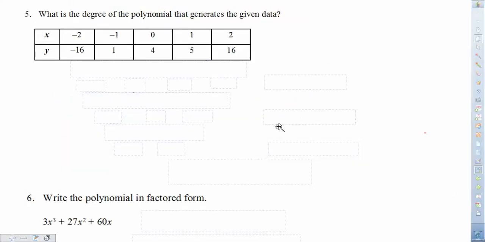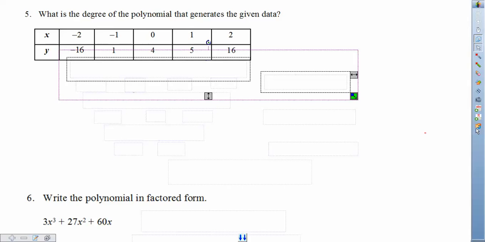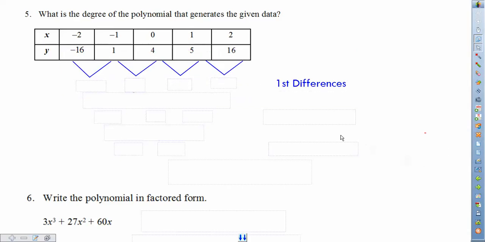Determining the degree of the polynomial that generates the given data. What you have to do here is you strictly only work with the y values, okay? So just these y values right here, that's it, and you find the differences of those y values, okay? So the first thing that we are going to do is find the first differences. Now, there are two different rules of thought on this kind of a problem.